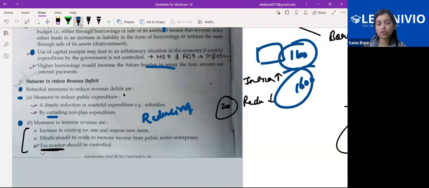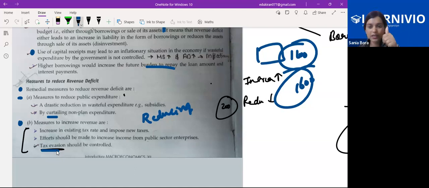And tax evasion. A lot of people do that, they don't pay tax, right? Earlier the government was like, okay, out of 100 people, if 80 are paying tax, for the remaining 20 the government doesn't take any action. But now the government needs all 100 out of 100 people to pay the tax. So the government will try to take measures. The government will try to control this tax evasion part. Clear? Okay.